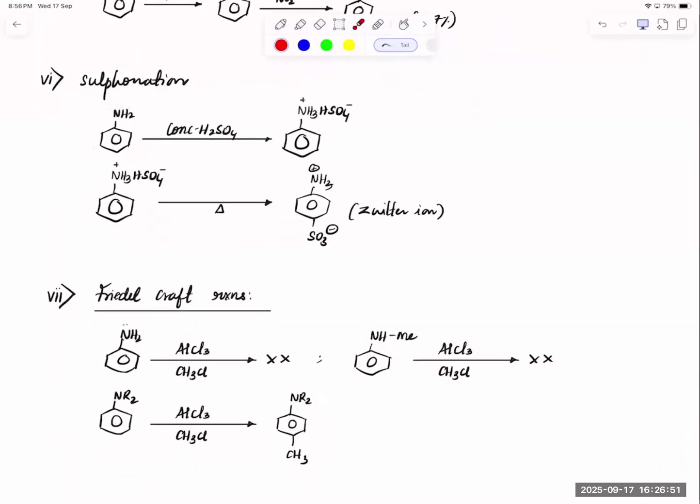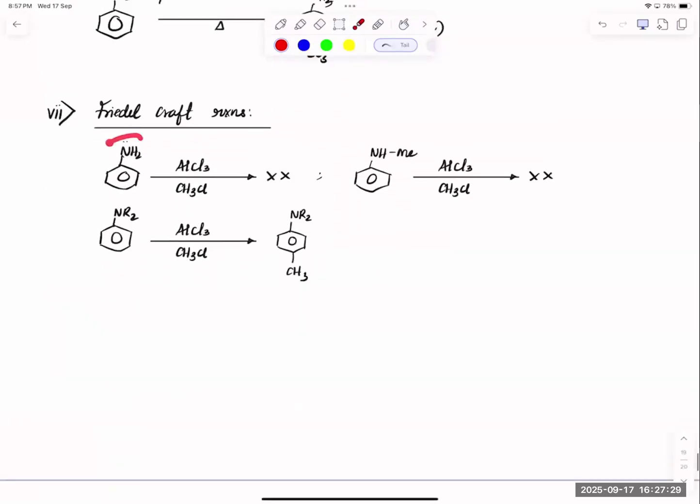Aniline can also undergo sulfonation. That means when you treat with concentrated H2SO4, the lone pair from here will attack on H plus, converts into this anilinium sulfate. And as soon as you heat it, this will come out as SO3 as an electrophile, and from para position, the attack will take place, and you will get this as a Zwitter ion formation. So sulfonation is also happening on the para position, but the only factor is first it will form like a salt, and then on heating, it will finally convert into a para substituted group. Okay.